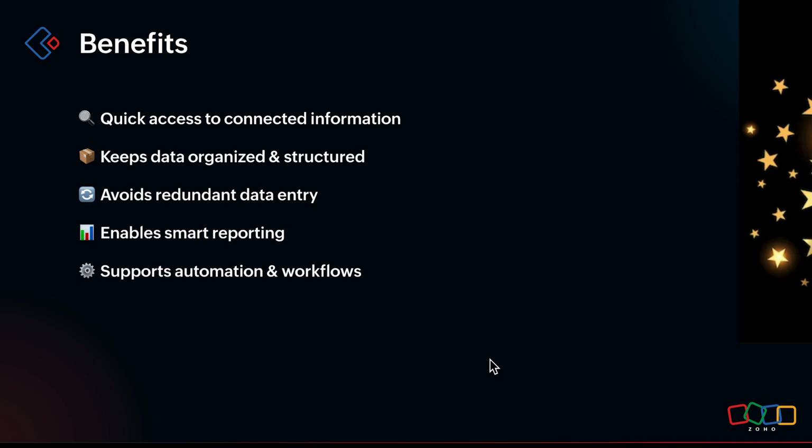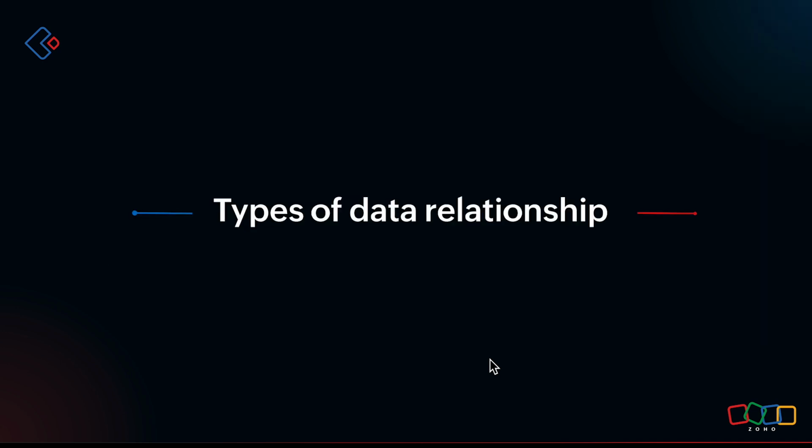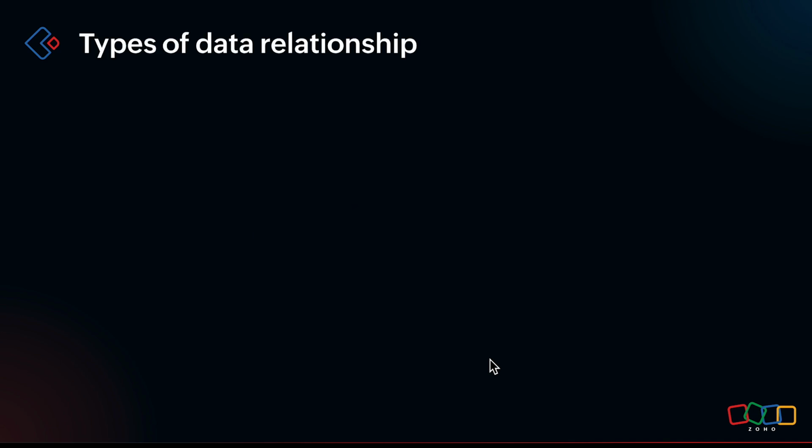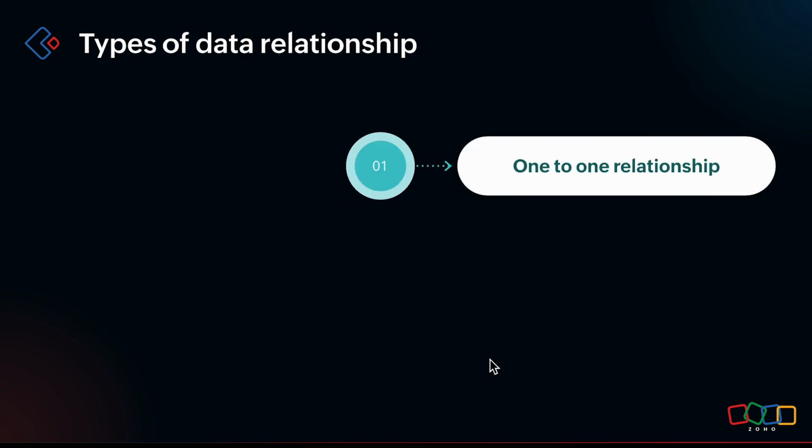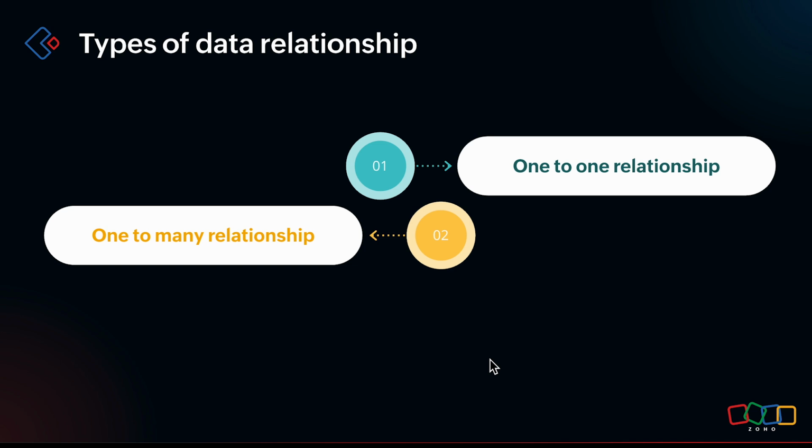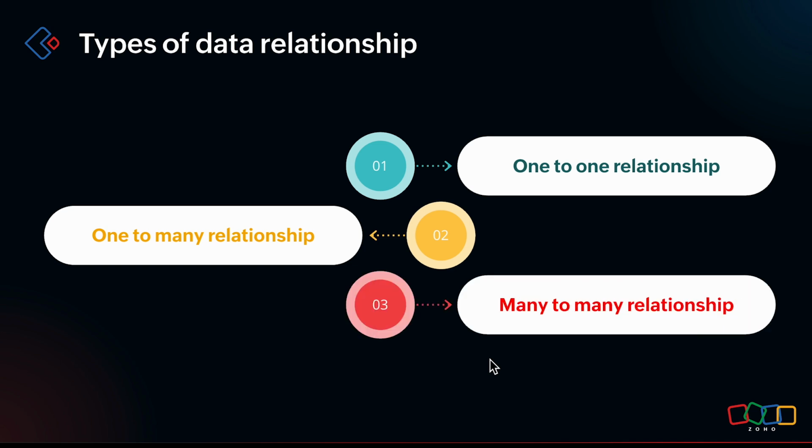So now that we know what is data relationship and what are the different benefits of bringing in data relationship, let's understand what are the different types of data relationship that we have. So majorly we have three different types. First we have the one-to-one relationship, followed by the one-to-many relationship, and then we have the many-to-many relationship. So we'll understand what these three different relationships are with relevant use cases, and then we'll move on to learning about lookup field in Zoho Creator.